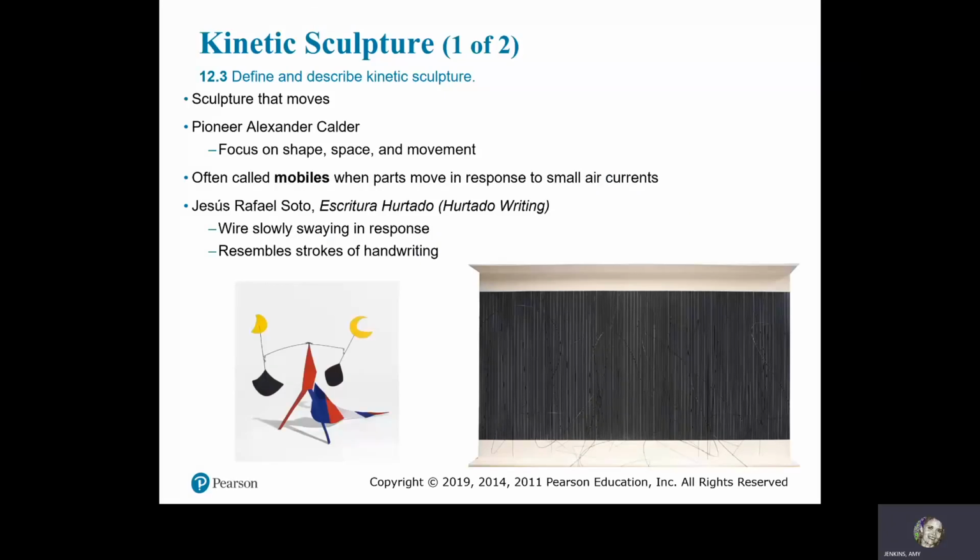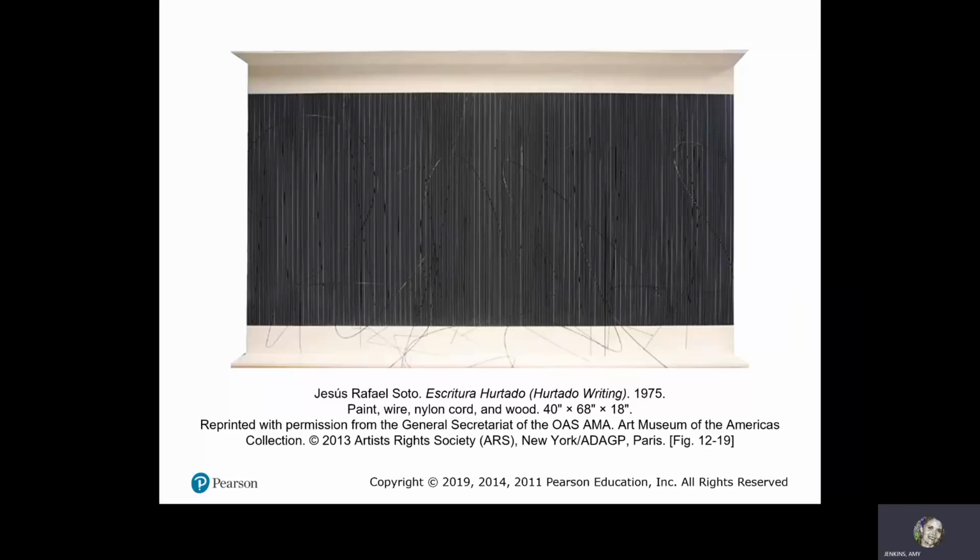Sculpture that moves is kinetic sculpture. Alexander Calder is a pioneer of kinetic sculpture, which focused on shape, space, and movement, often called mobiles, when parts move in response to small air currents. Jesus Rafael Soto's Escritura Hurtado, writing: wire slowly sways in response, resembling strokes of handwriting. Moves with wind. 1975. It is paint, wire, nylon cord, and wood.